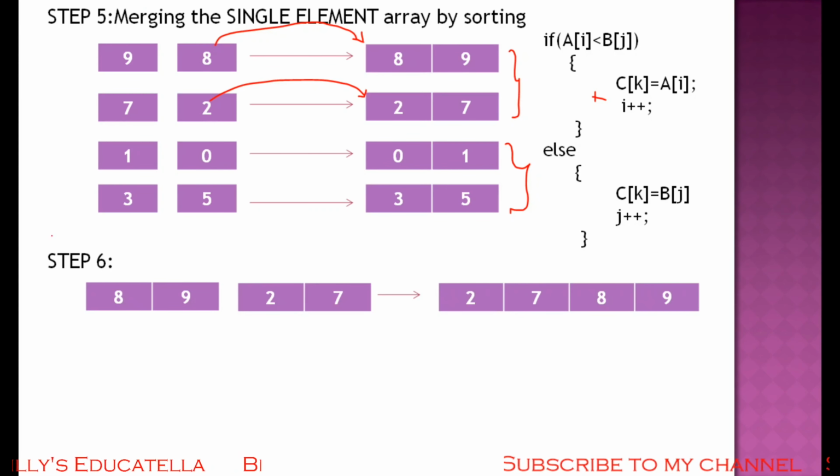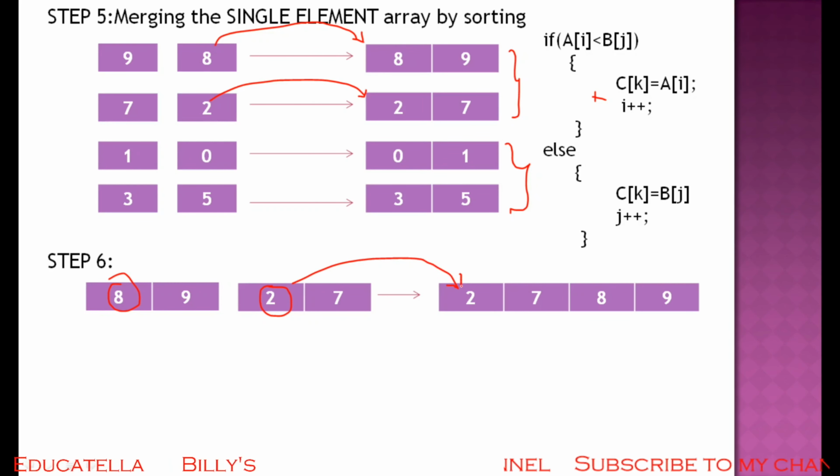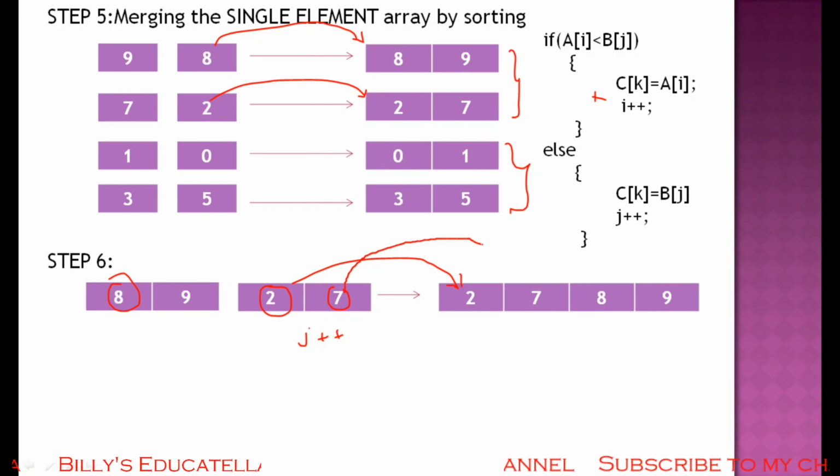So first compare this element and this element. So 2 is less than 8. So 2 is put into this array in the first place. Next j is incremented by 1, that is j plus plus. So 7 is compared with 8. So 7 is less than 8. So 7 is put into the array.